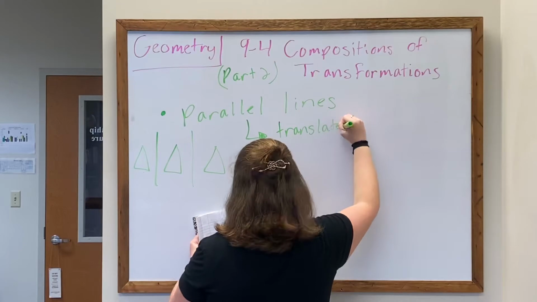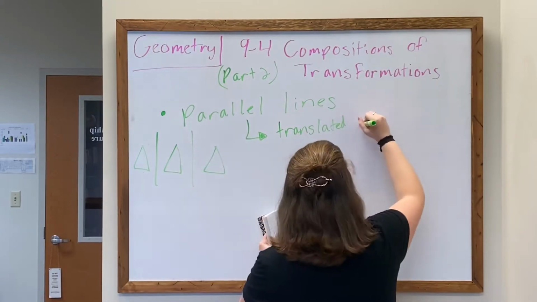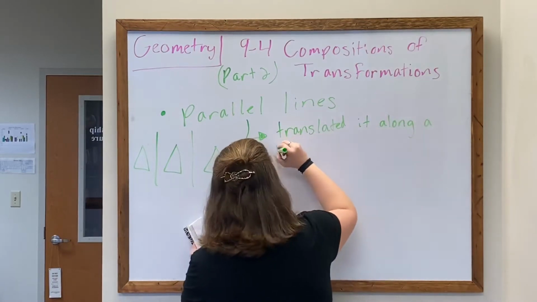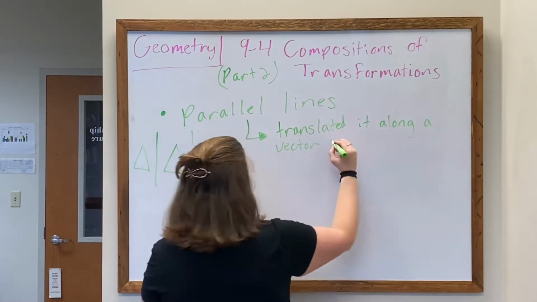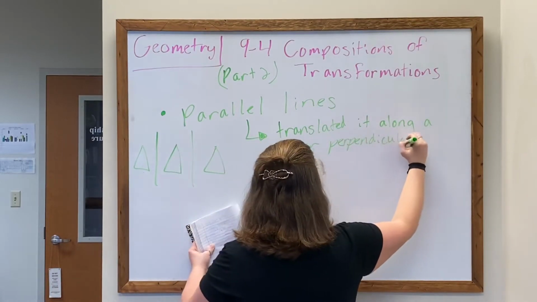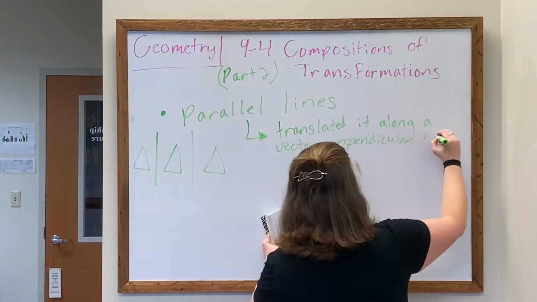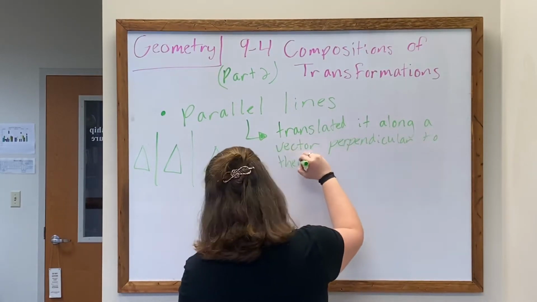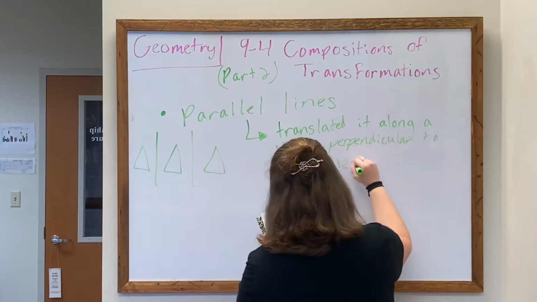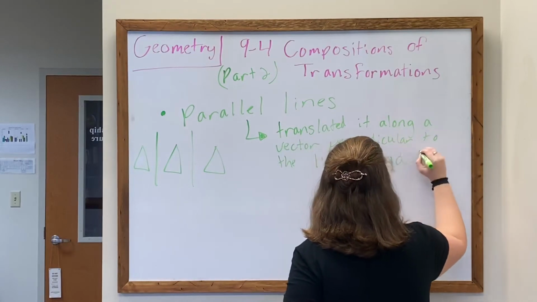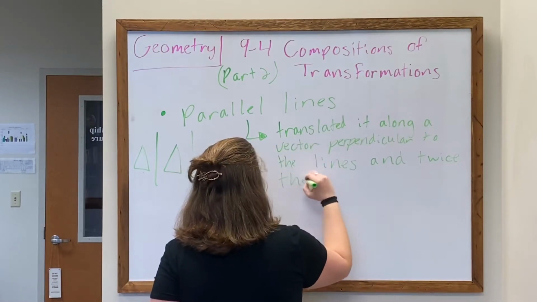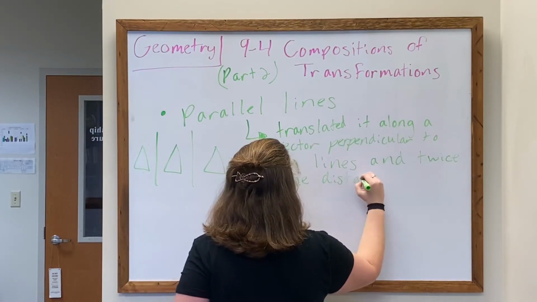along a vector perpendicular to the lines, and twice the distance between the two lines. Twice the distance between the two lines.